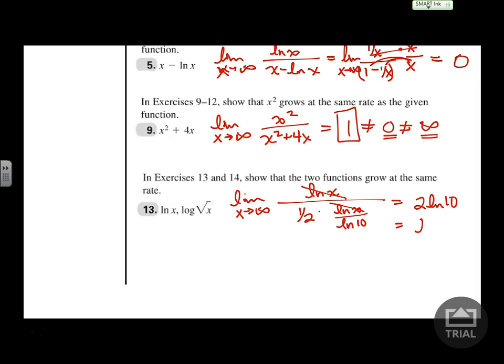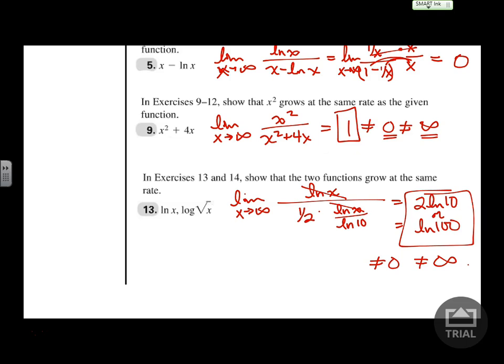Either way, just write it down. And once again, that is not 0. That is not infinity. It's a non-zero constant. Hence, grows at the same rate.